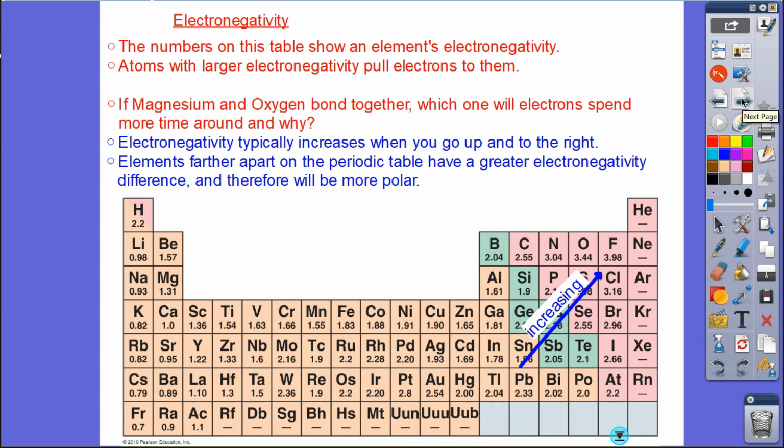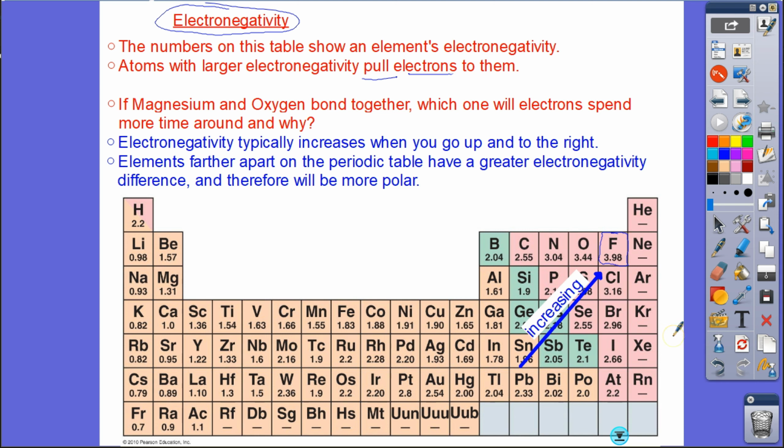Okay, one way to predict when molecules will be polar or nonpolar is to look at a property of the atoms that are making up the molecules. That property is called electronegativity, and we saw it before in a previous chapter, but electronegativity is basically a measure of how strongly an atom pulls electrons towards it. So fluorine is usually thought of as the greediest atom. It's got the highest electronegativity of everything else.